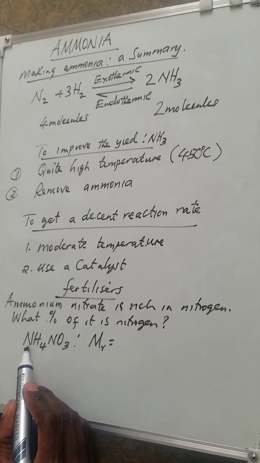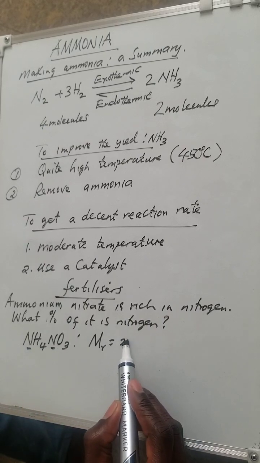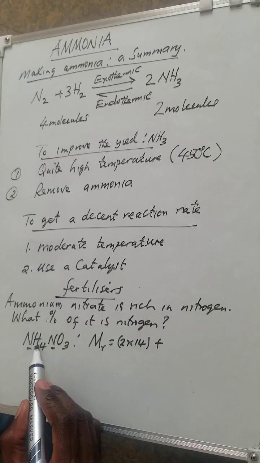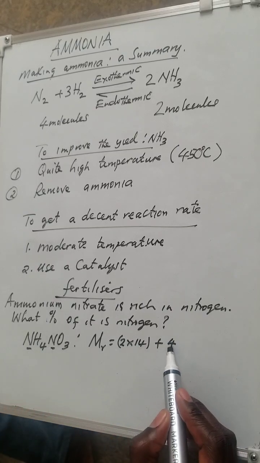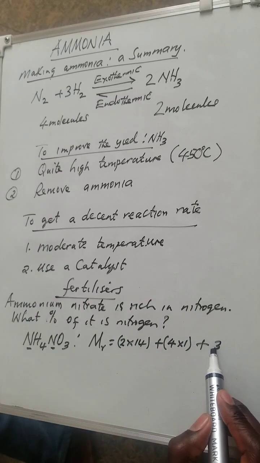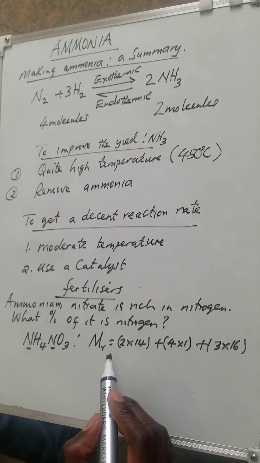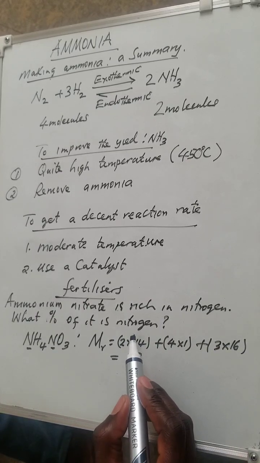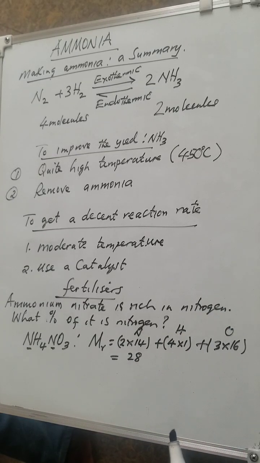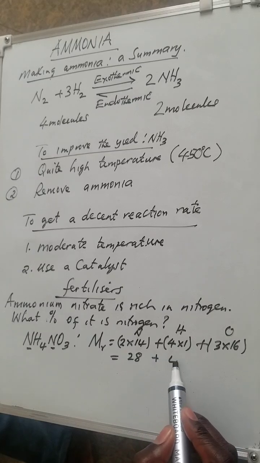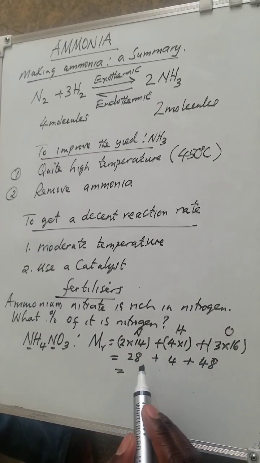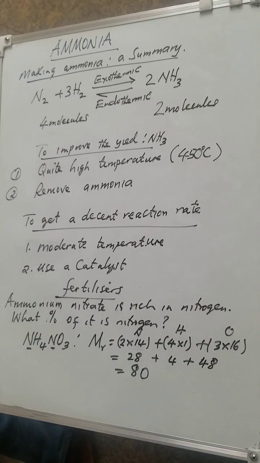If you look at the nitrogens, this and that, it will be 2 times the atomic mass, which is 14, plus how many hydrogens do you have in the compound? There are 4 times 1, plus how many oxygens do you have? There are 3 times 16. So that is going to give me 28. This is for nitrogen, this is for hydrogen, and that is for oxygen. Plus a 4 plus that is a 48. When we add all that, it is simply going to give us 80.